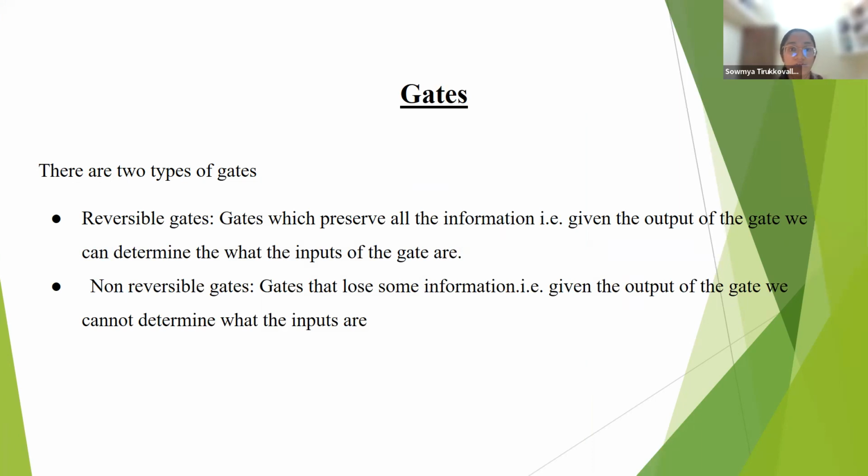An example of a reversible gate would be a NOT gate, whereas an example of a non-reversible gate would be a measurement gate. When you measure a qubit which was in superposition, the wave function of the system collapses into either state 0 or state 1.